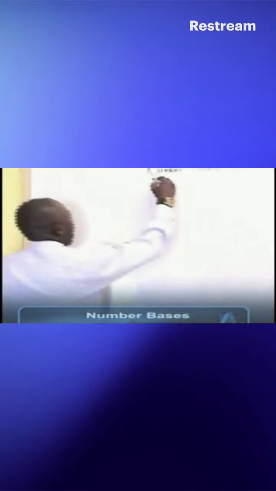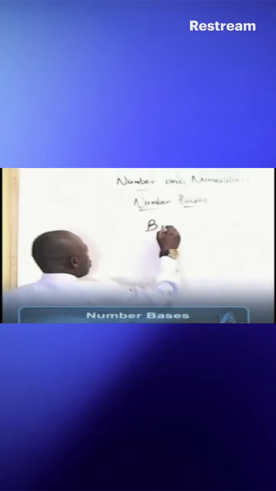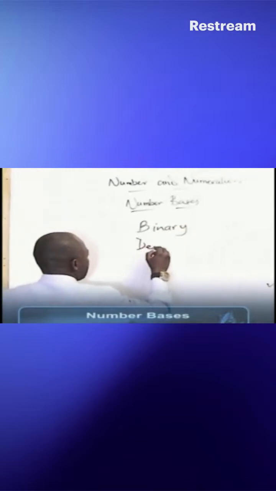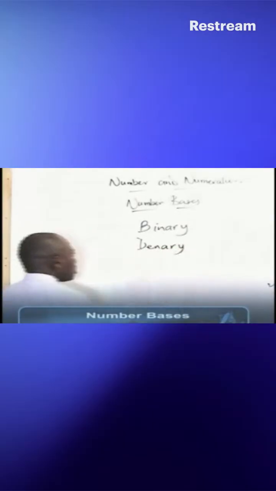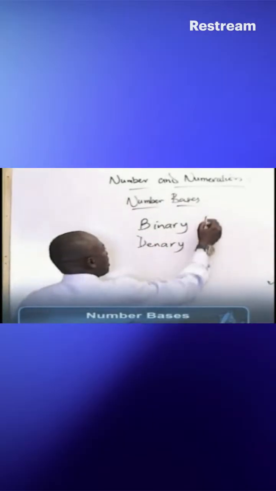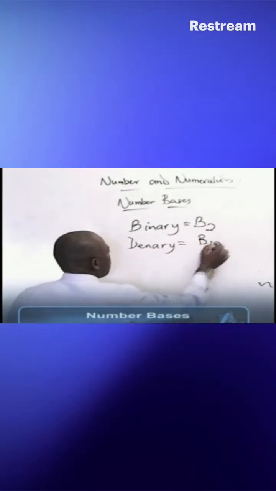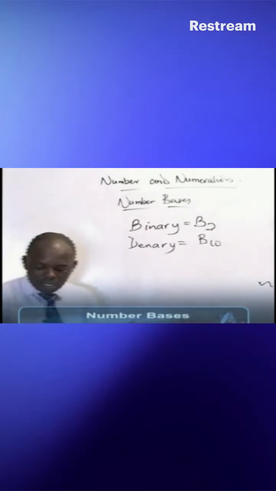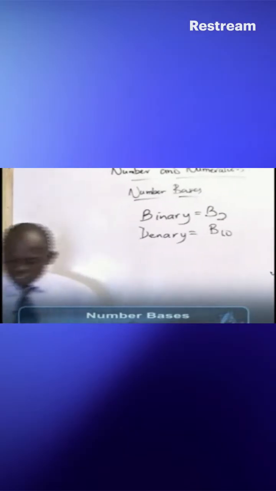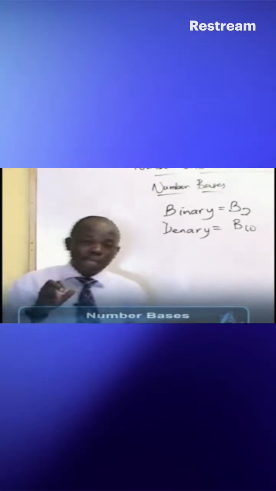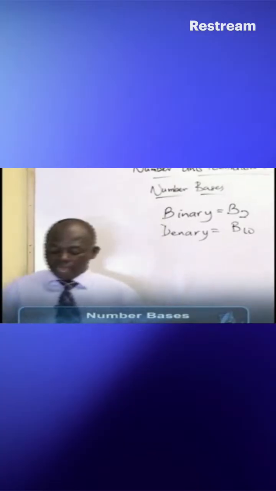The key bases, or the most common that you will encounter, are binary and denary. Binary is base 2, while denary refers to numbers in base 10. All numbers, except otherwise stated, are denary numbers.